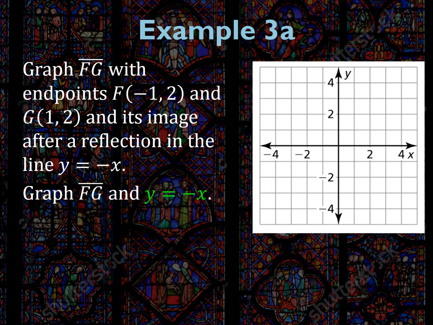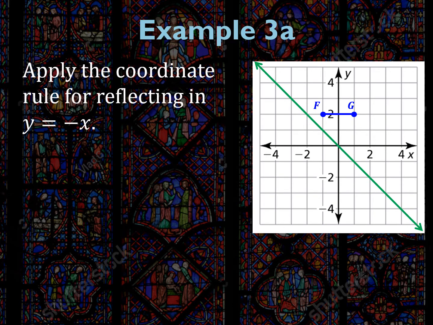So we have FG, which is at -1, 2 for F and 1, 2 for G. And we're going to graph the line y equals -x, which is this downward sloping line. We're going to apply the coordinate rule for reflecting in y equals -x. So the rule is (a, b) becomes (-b, -a). You remember from 11.1, you have this arrow that is basically a transformation rule. It tells you what to do with the original coordinates to get the new coordinates.